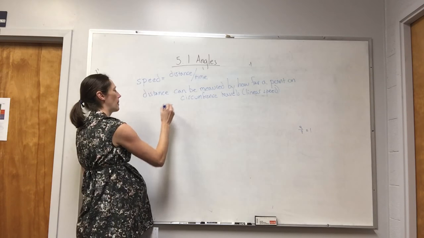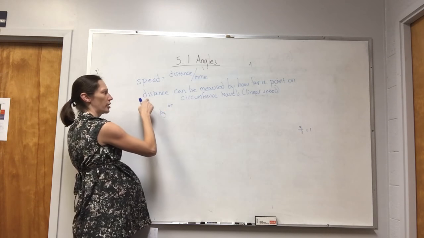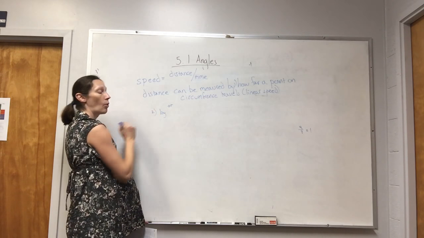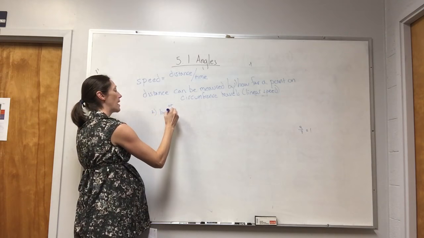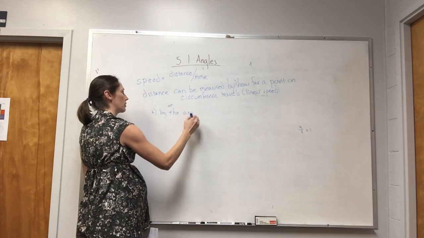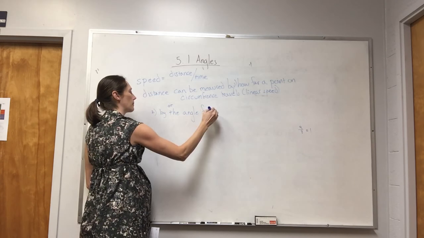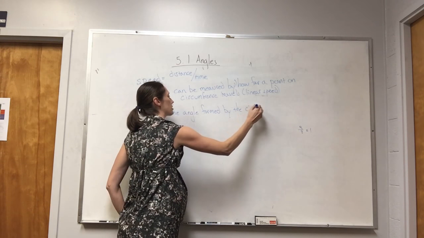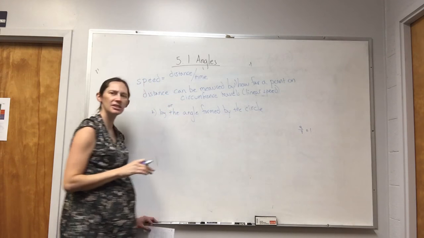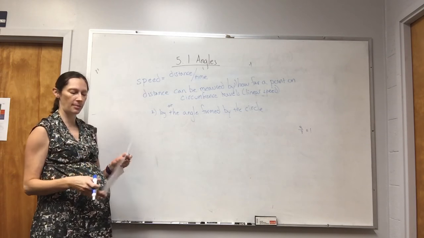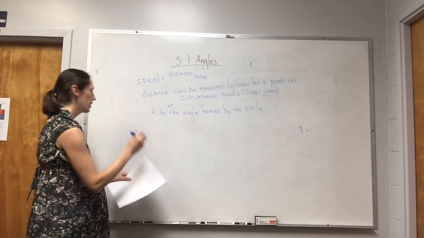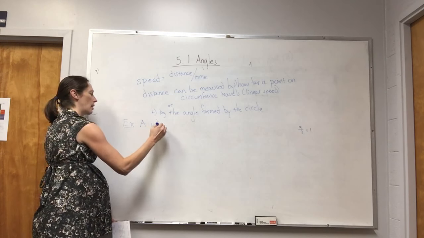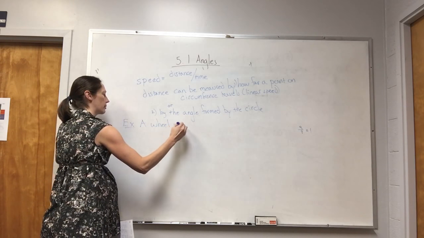Or, here's an alternative, it can be measured by either how far a point travels, or alternatively by the angle formed by the wheel or by the circle as it rotates. That one maybe is a little less familiar, but we'll go through an example about how these might compare. So suppose you have a wheel with a 24-inch diameter.